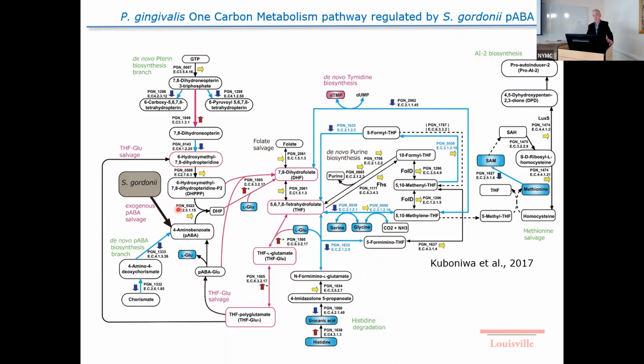PABA was accumulating in the extracellular milieu, and P. gingivalis was sucking in this PABA. So P. gingivalis was salvaging PABA, shutting off its own pathway to produce PABA and using the exogenous PABA to feed into one carbon metabolism. So that seemed to be the major difference that was going on metabolically and proteomically when P. gingivalis was in association, at least with the metabolic extracellular products of Strep. So then the question was, well, how does that relate to virulence, if at all?